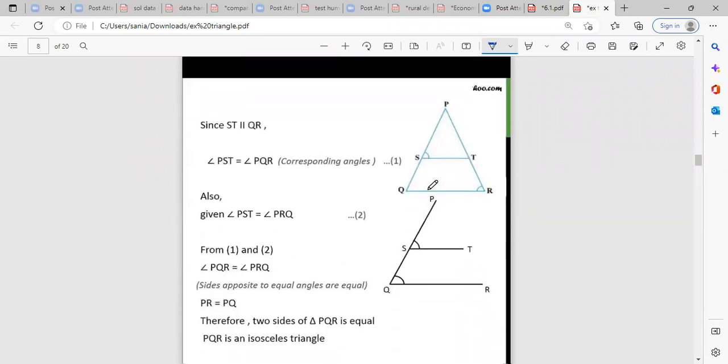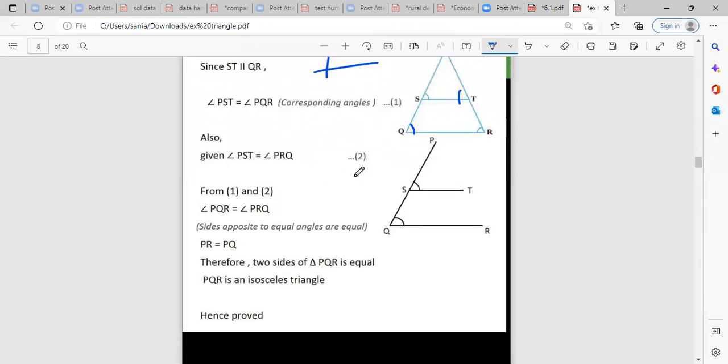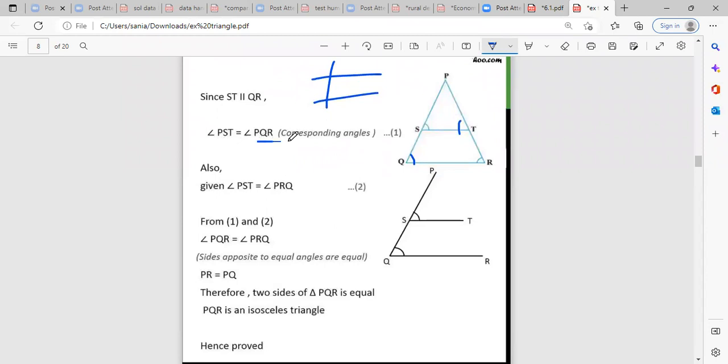Now since ST is parallel to QR, angle PST is equal to angle PQR, corresponding angles, because these lines are parallel and this is the transversal. And also angle PST and angle PRQ are again equal because they are corresponding angles. This is first, this is second. So from first and second, you can see PST is equal to PQR and PST is again equal to PRQ.